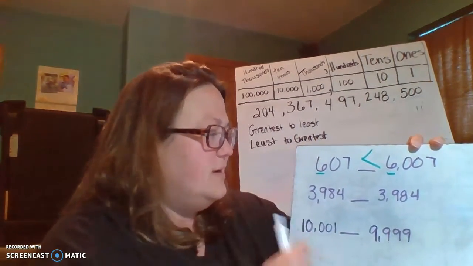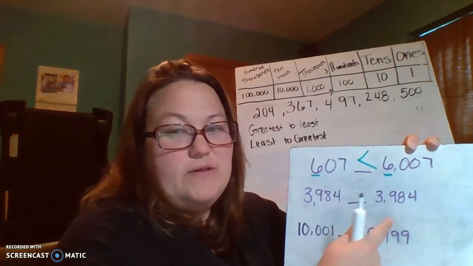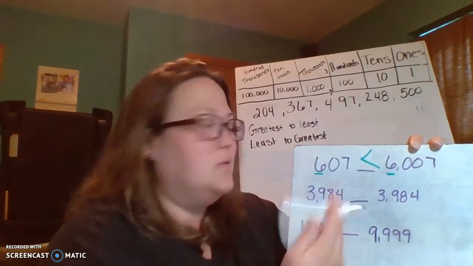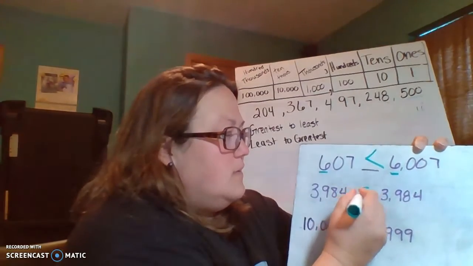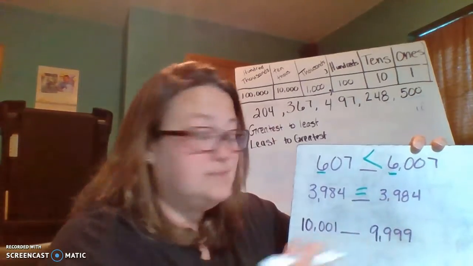All right, let's look at our next number. 3,984 is blank to 3,984. What is that one? Equal. They are equal. So each digit is the same in each place.